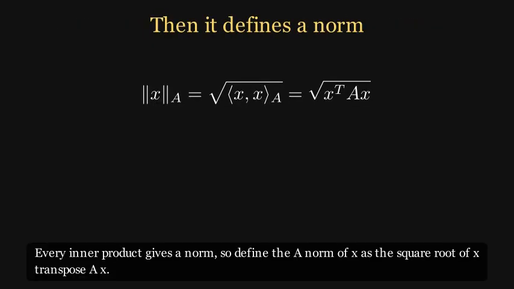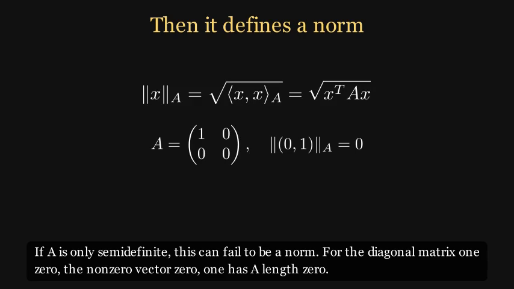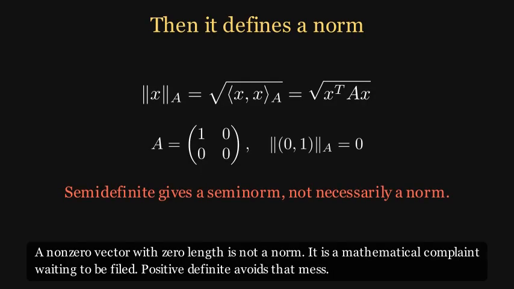Every inner product gives a norm, so define the A norm of X as the square root of X transpose AX. If A is only semi-definite, this can fail to be a norm. For the diagonal matrix (1, 0), the non-zero vector (0, 1) has length 0. A non-zero vector with 0 length is not a norm. It is a mathematical complaint waiting to be filed. Positive definite avoids that mess.